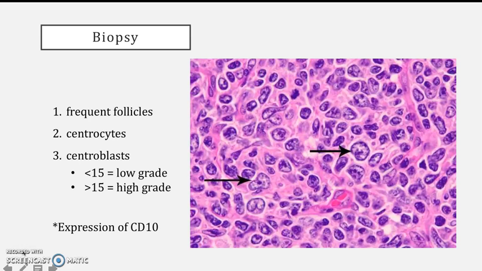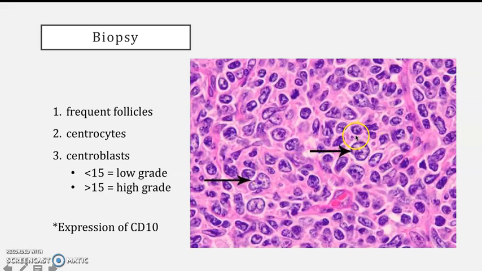Diagnosis and staging. Diagnosis is made by a biopsy, and examining the tissue usually reveals three things. One are the malignant follicles that are taking over the lymph node. Two are centrocytes, or smaller looking cells. Three are centroblasts, which are what these arrows are pointing to here.